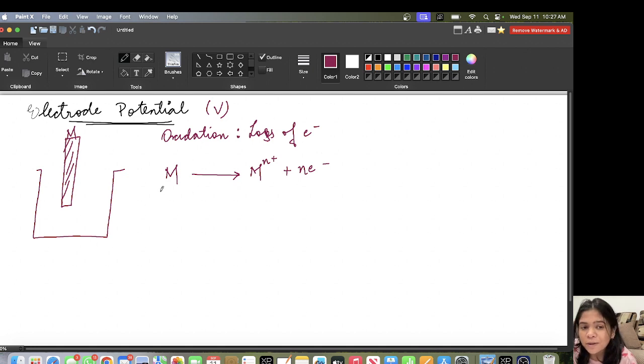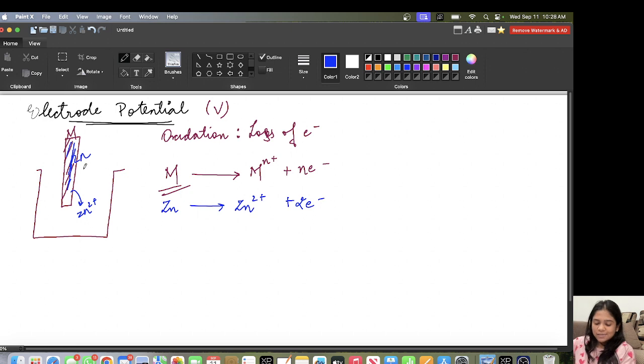If the metal is zinc, zinc loses 2 electrons and these electrons come into the solution, like we did in the electrochemical cell. So here you will have zinc, and in the solution you will have Zn2+ ions. There is a charge separation between the zinc as well as its ion.